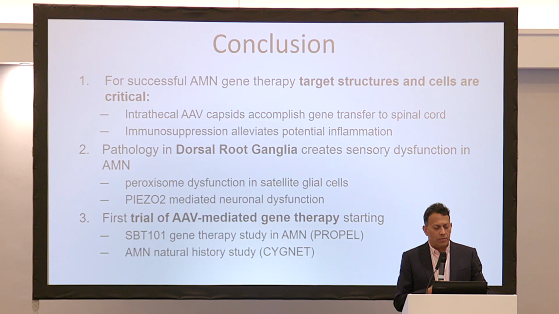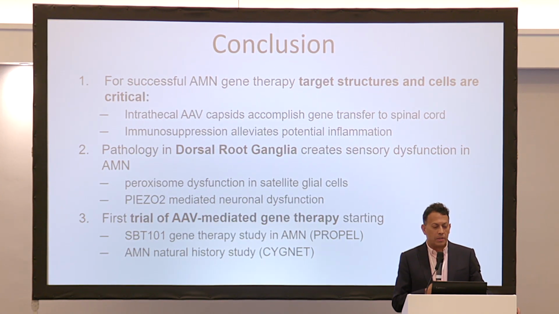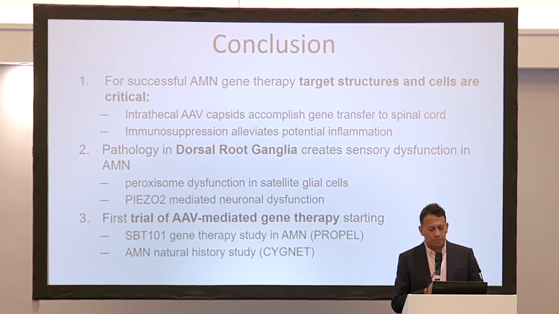And the first trials of AAV have just started. The gene therapy study in AMN is called PROPEL. The parallel AMN natural history study is called SIGNET.